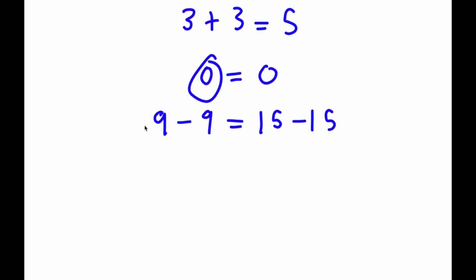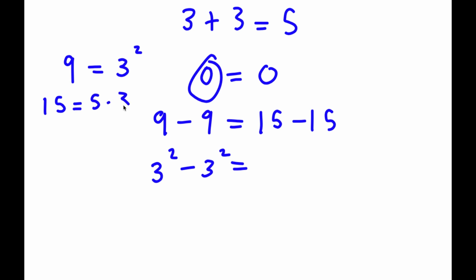Now, for my left-hand side, 9, this is the same thing as 3 squared. So I'm going to write this as 3 squared minus 3 squared. And for my right-hand side, 15, this is equal to 5 times 3. So I'm going to write this as 5 times 3 minus 5 times 3.